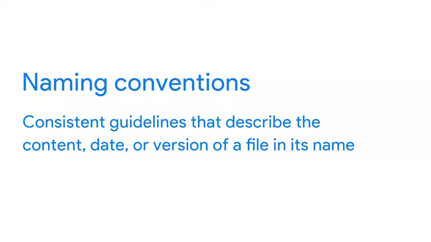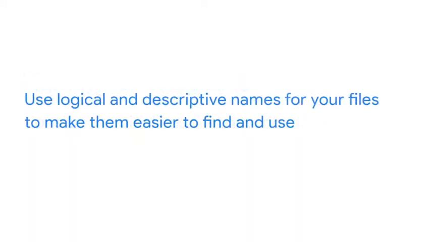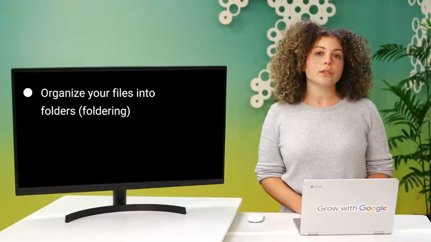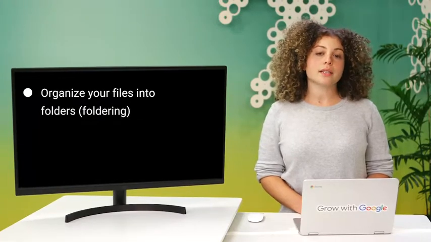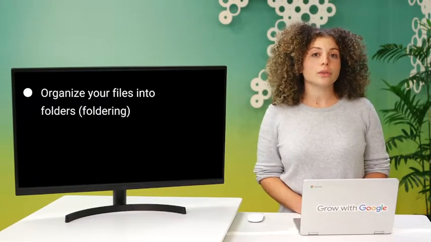There are plenty of best practices you can use when organizing data, including naming conventions, foldering, and archiving older files. We've talked about file naming before, which is also known as naming conventions. These are consistent guidelines that describe the content, date, or version of a file in its name. Basically, this means you want to use logical and descriptive names for your files to make them easier to find and use. And speaking of easily finding things, organizing your files into folders helps keep project-related files together in one place. This is called foldering.